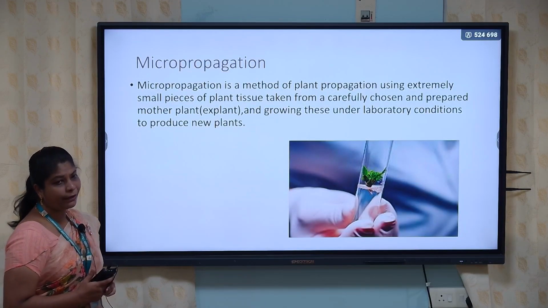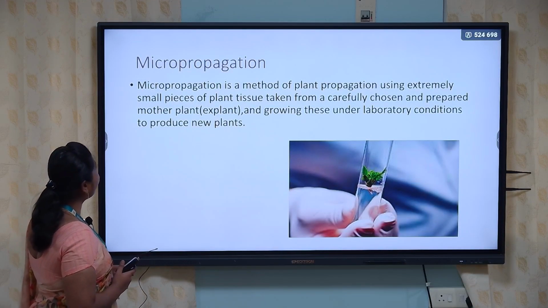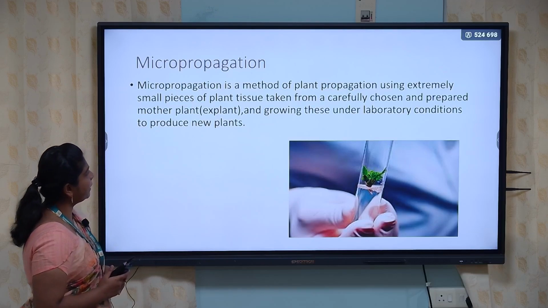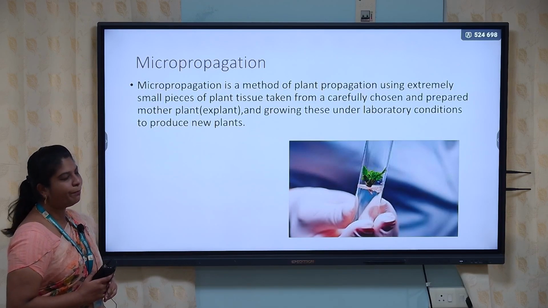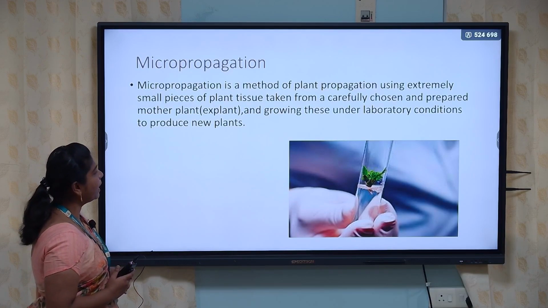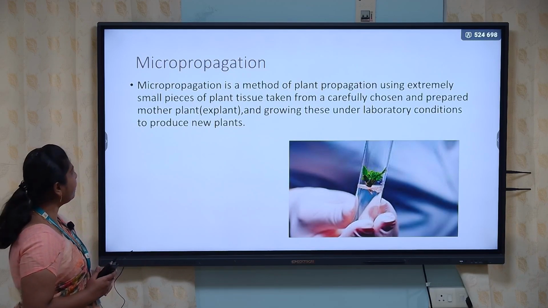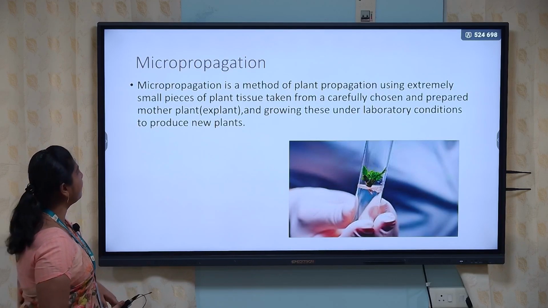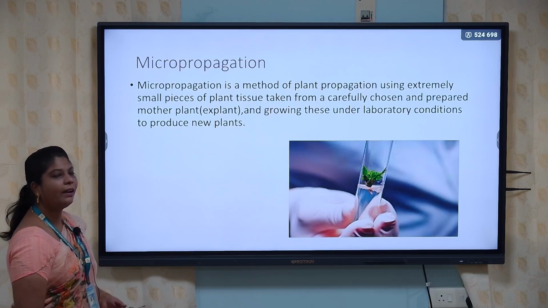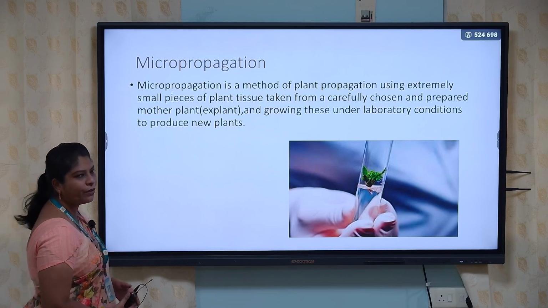Next is micropropagation. Micropropagation is the method of plant propagation, usually using extremely small pieces of plant tissue taken from a carefully chosen and prepared mother plant. The mother plant tissue is called an explant, and these are grown under laboratory conditions to produce new plants.